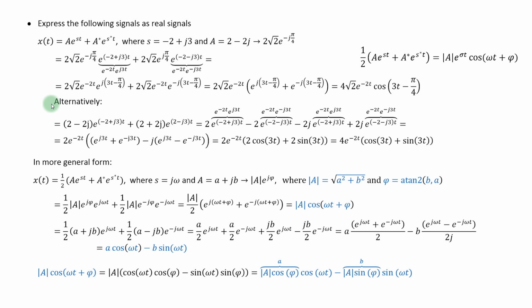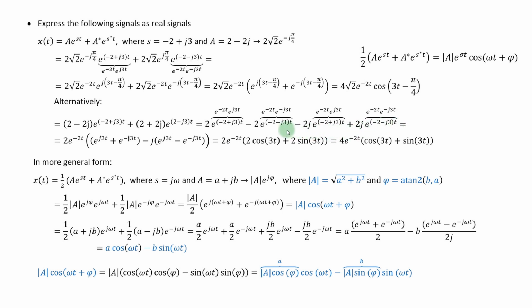Alternatively, you can solve this problem in a different manner that will give you the same result but expressed in a different form. What you can do is to keep this complex amplitude in the rectangular form and substitute that rectangular form in here and here. When you do that, you will get this. Here you can distribute this multiplication and this multiplication. That will give you this long expression.